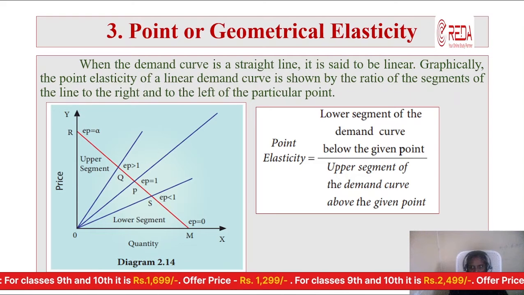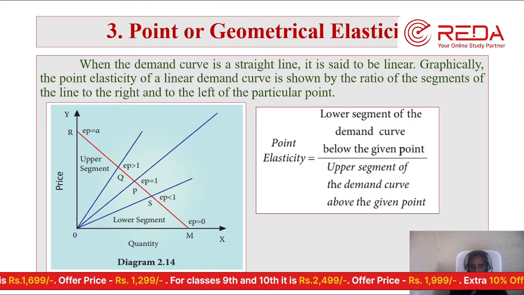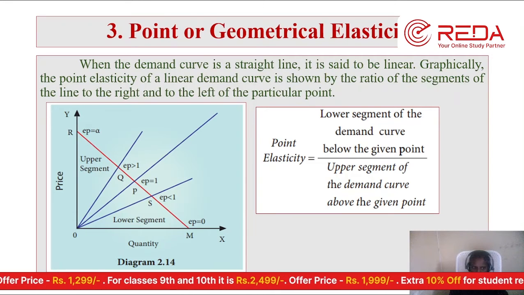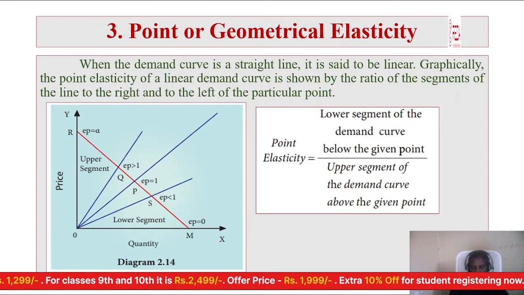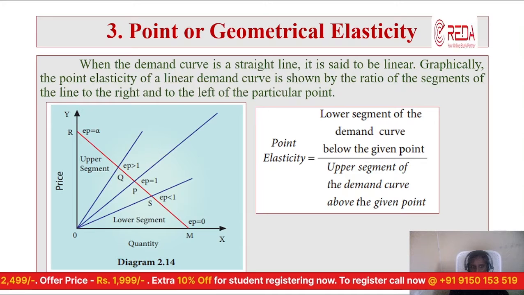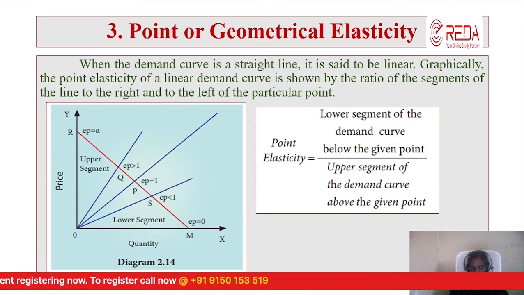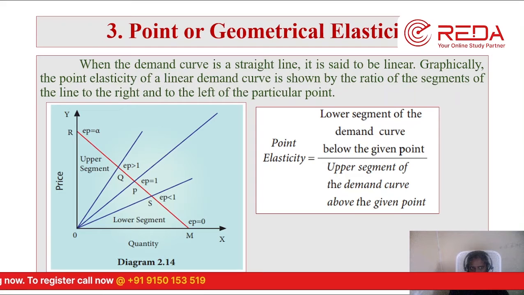The only thing is that the economist is explaining the concept with the help of a diagram. In the previous method, Marshall explained the concept with the help of a tabular column, but here, for the same concept, maybe one or two points will differ, but with the help of the diagram the economist is explaining the method under point or geometrical elasticity of demand.